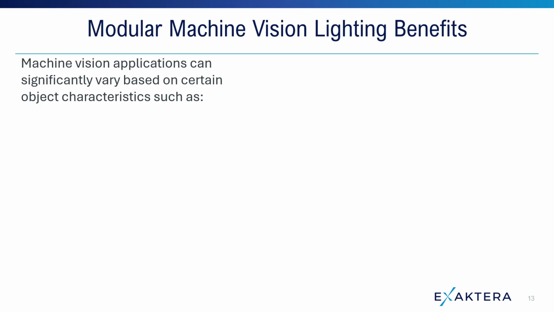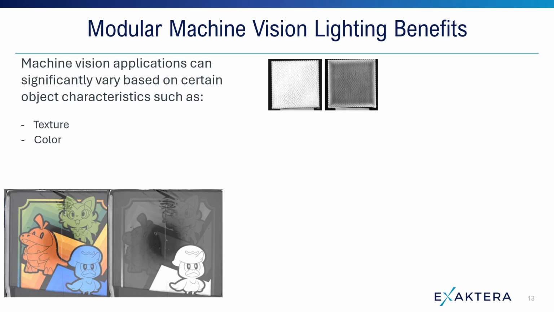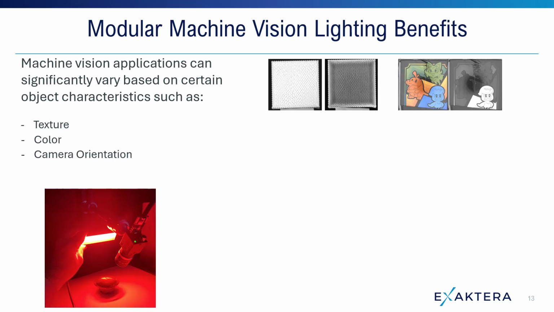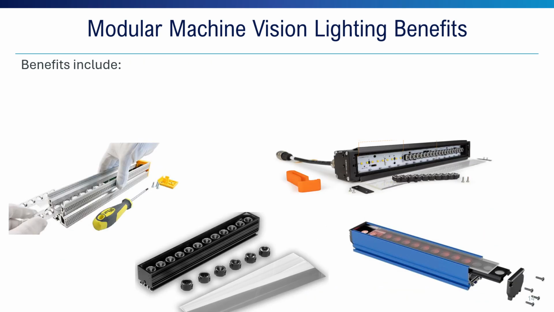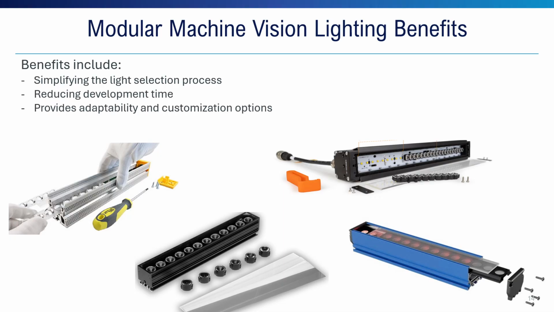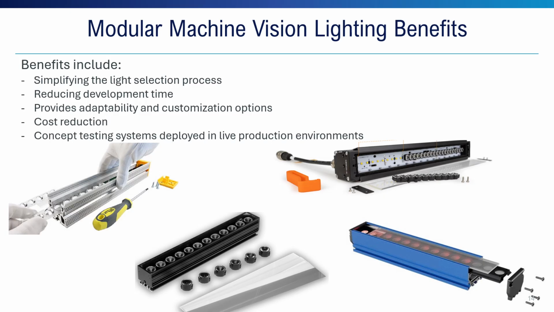Machine vision applications significantly vary based on object characteristics, such as texture, color, camera orientation, environmental conditions, and several different lighting techniques. As such, vision system designers increasingly seek modular illumination solutions. The benefits of modular lighting include simplifying the light selection process, reducing development time, providing adaptability and customization options, as well as cost reduction and future-proofing vision systems deployed in live production environments.